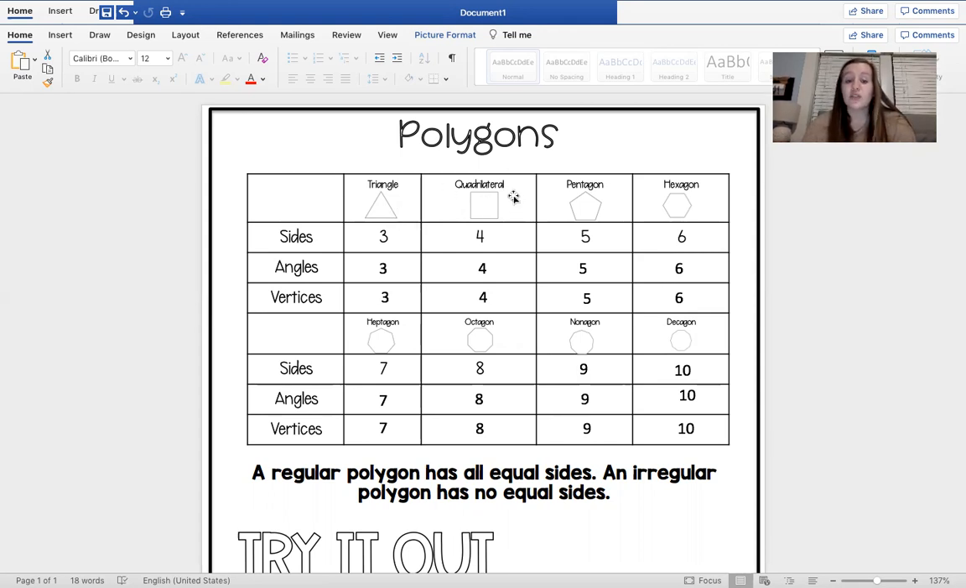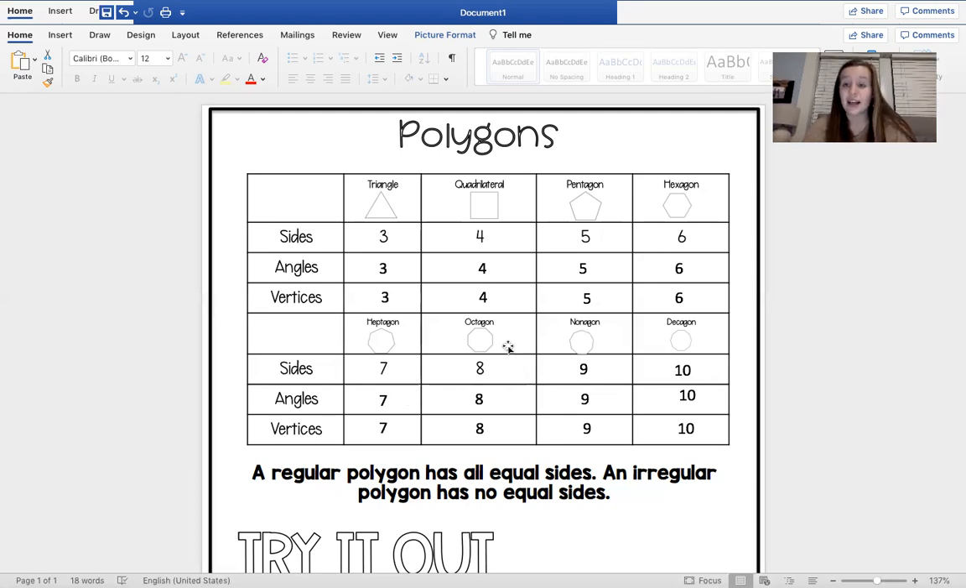Okay, a quadrilateral has four sides, four angles, and four vertices. Here are your sides, here are your angles, and then the point where two lines meet is your vertice. A pentagon has five sides, five angles, and five vertices. A hexagon has six sides, six angles, and six vertices. A heptagon has seven sides, seven angles, and seven vertices.